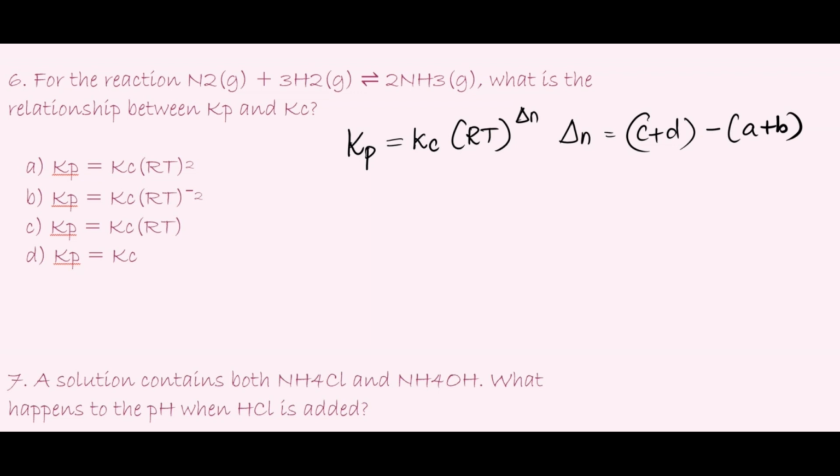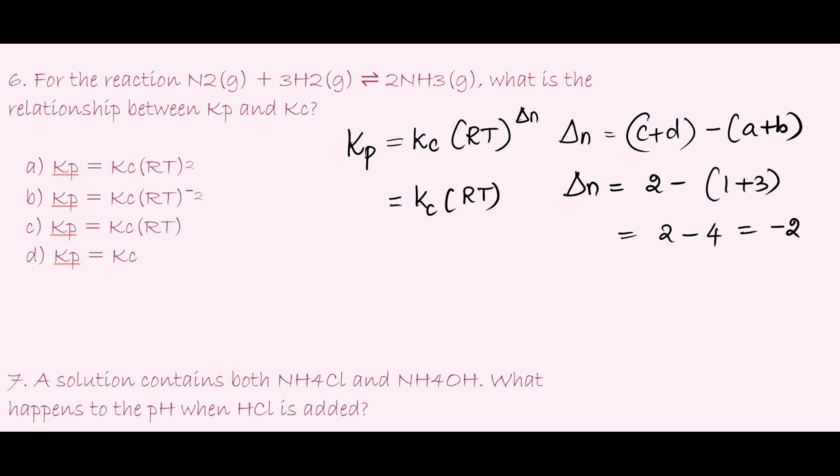Here you can take the delta N value of N2 plus 3H2 giving ammonia as 2 minus (1 plus 3), in total 2 minus 4, which is minus 2. So Kc will become RT to the power minus 2. So that is our answer.